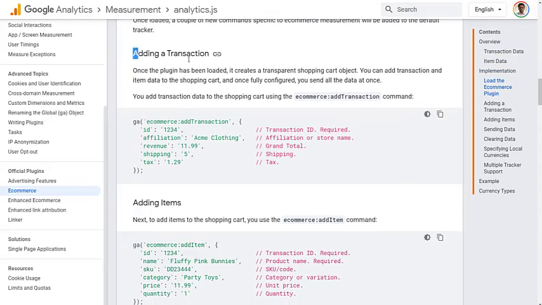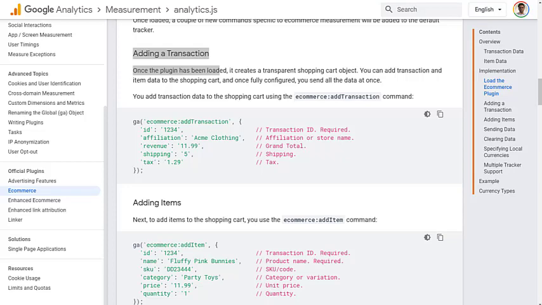So, adding a transaction. This is the URL which I'm going to ping you in the chat box also. I will spend only 5 minutes on this because none of us want to be developers, I hope. If you want to be a developer taking care of analytics implementation, this is the document you need to take very seriously. You need to add these codes to your website and start tracking.